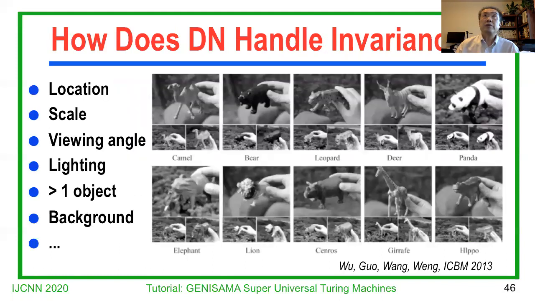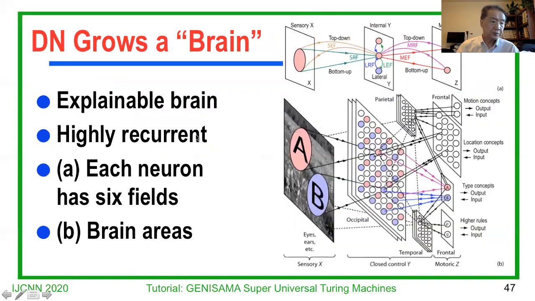Then we also do invariance in terms of location, because you may have different locations in the image. You can have different scales, large, medium, small. You may have viewing angle differences. You may have lighting variations. You may have more than one object. You know, with this object, you may have 2 objects. You may have background, right? All those are automatically taken care of.